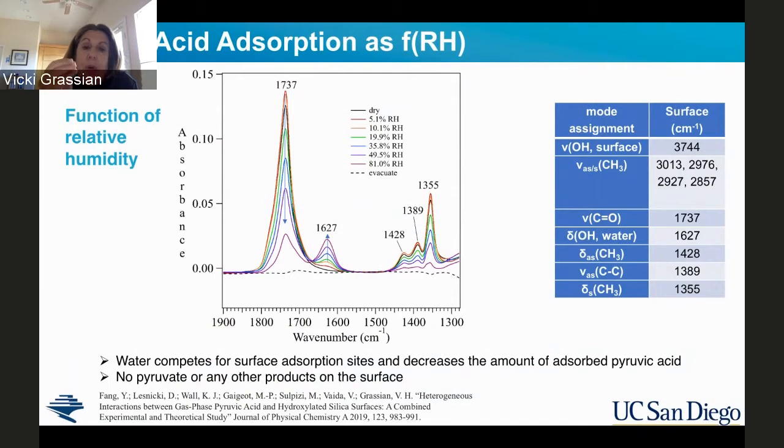due to the bending mode of water absorbed onto silica, and at the same time we see a decrease in the 1737 wave number region where we have that associated with the pyruvic acid, as well as decreases in other spectral regions down here at 1355, 1389, 1428 wave numbers. So we see that water competes for some surface absorption sites and actually decreases the amount of absorbed pyruvic acid. But we don't see any pyruvate forming. We're not initiating a proton transfer, if you will, reaction on this surface.